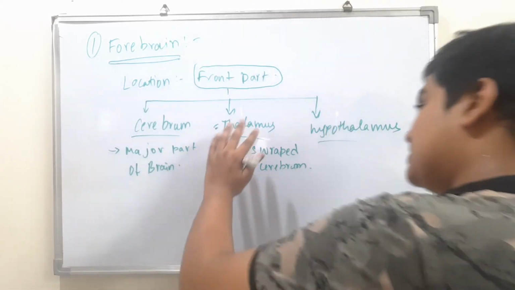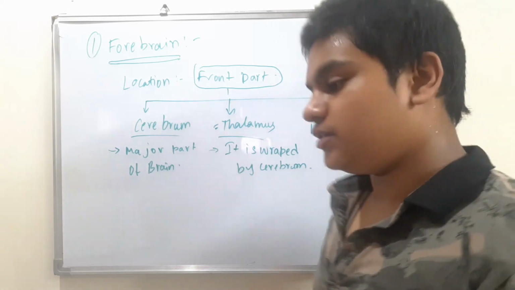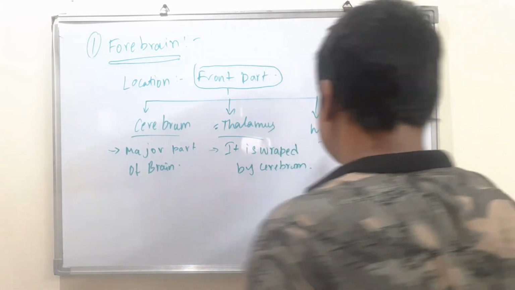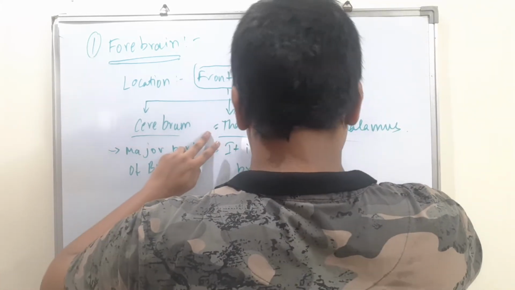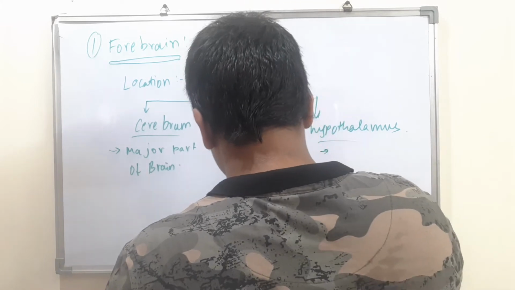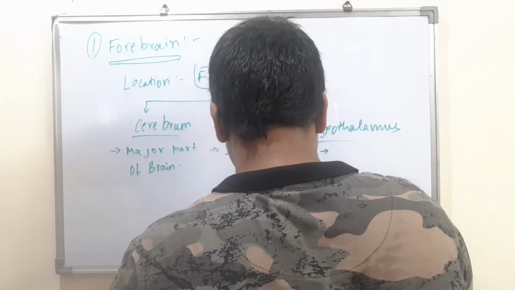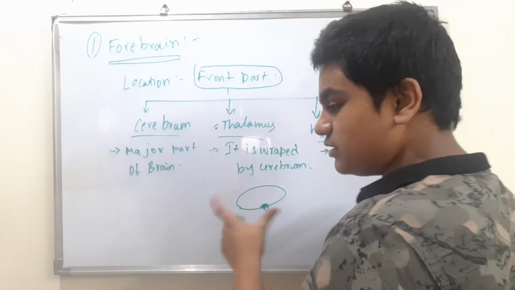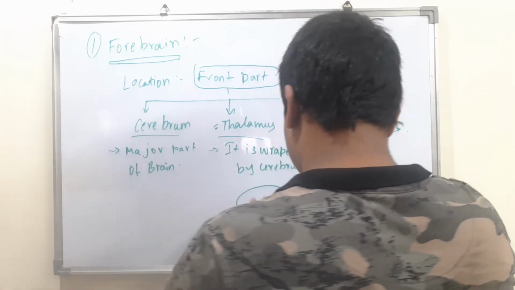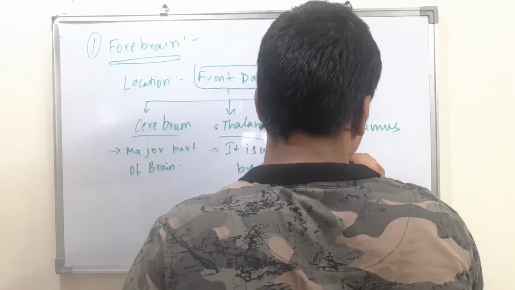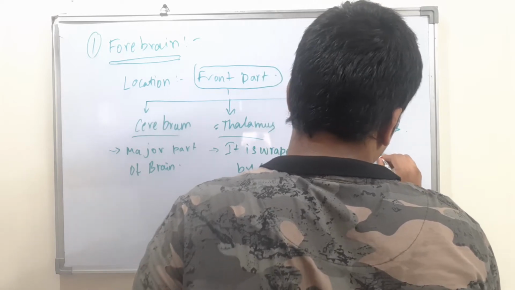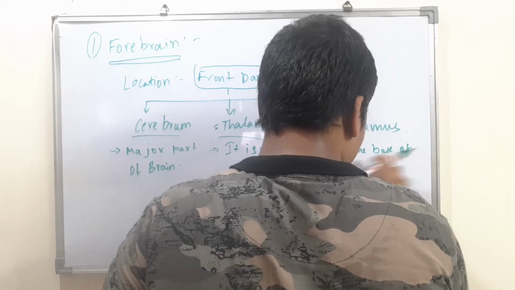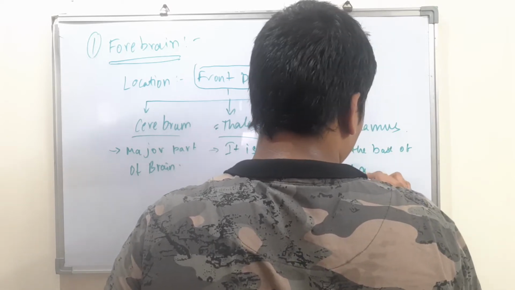Now this thalamus overlaps another structure called the hypothalamus. This hypothalamus is wrapped by the thalamus and is present at the base. See, if this is the cerebrum, here is the thalamus, and here is the hypothalamus. Remember like this. This is not the exact location, but remember like this. This is at the base of the thalamus.